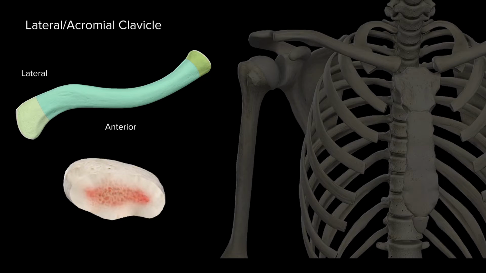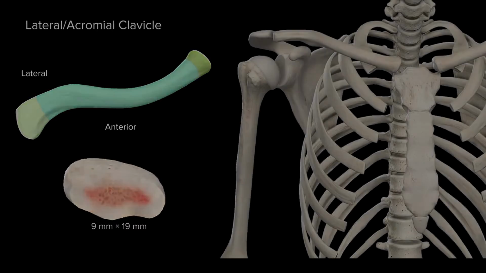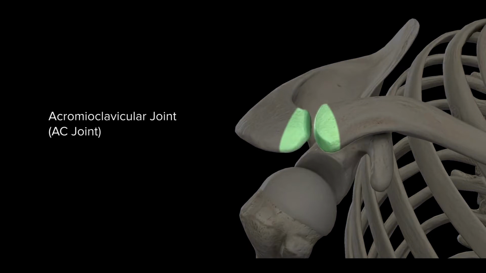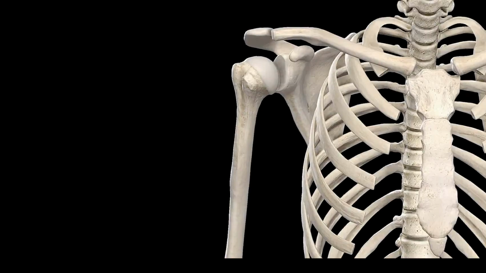As stated, the bone at this end of the clavicle is more flat in nature at an average measurement of 9 mm by 19 mm. The bone then terminates at the acromioclavicular joint, or AC joint for short.